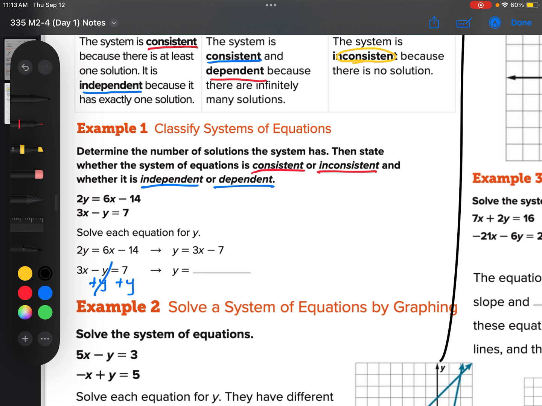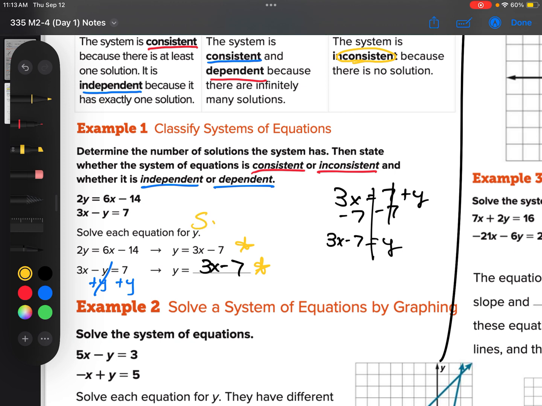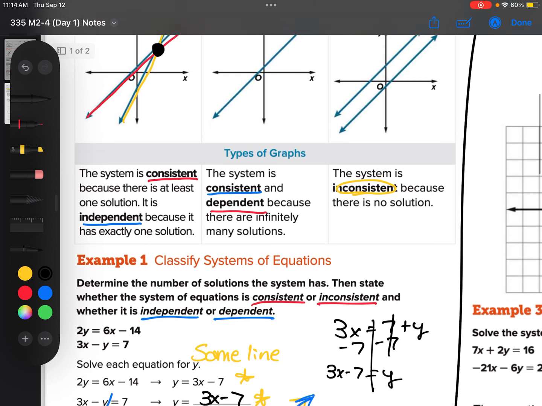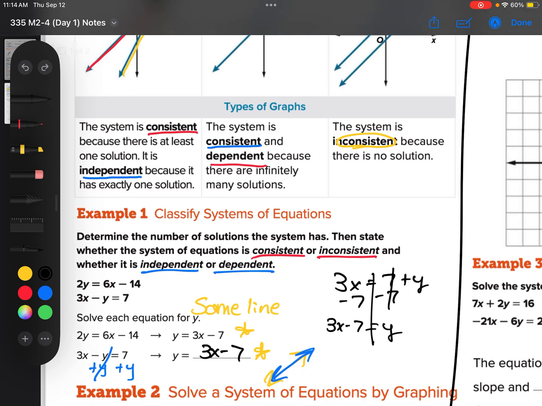And then you get 3x equals 7 plus y. And then we can minus 7 over here. So those cancel out and you get 3x minus 7 is equal to y. So y equals 3x minus 7. These are the same equation, which means they are going to be the same line, okay? Now remember, the same lines, it's not even parallel, it's exactly the same line. So exactly the same line is going to be consistent and dependent.